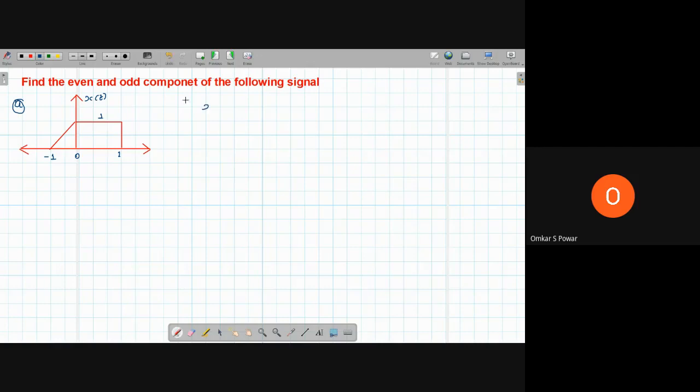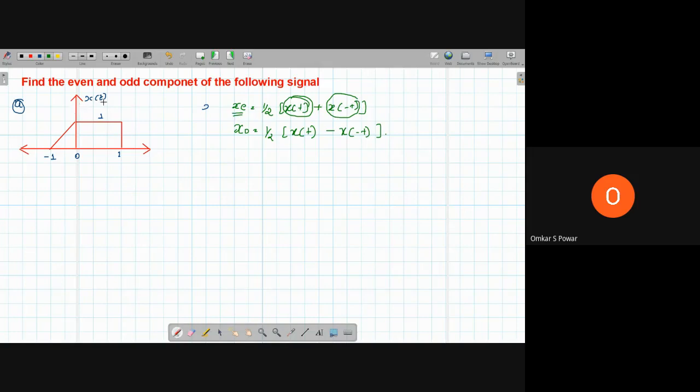What you will write? Let me use this green ink. Even component is equal to half of x of t plus x of minus t. For odd component, what you will do? Half of x of t minus x of minus t. Now we have got this x of t. Then what is remaining for us to do? Simple. Find x of minus t and then we will get the even component.